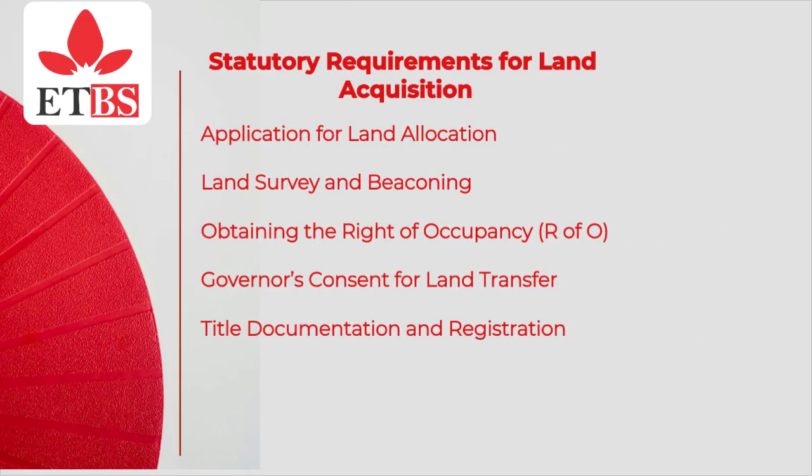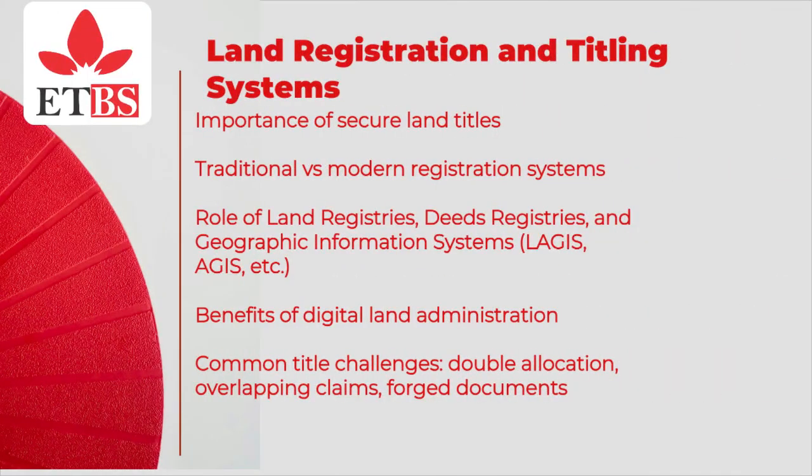3. Statutory requirements for land acquisition. Step-by-step guide to acquiring land: application for land allocation, land survey and beaconing, obtaining the Right of Occupancy, R of O, governor's consent for land transfer. Title documentation and registration documentation checklist: deed of assignment, certificate of occupancy, C of O, Gazette, survey plan, tax clearance, power of attorney.